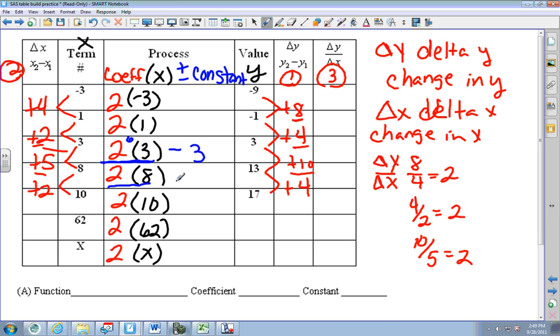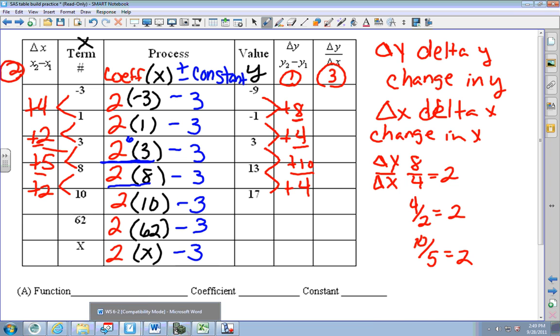8 times 2 is 16, minus 3 is 13. 2 times 10 is 20. Minus 3, there's 17. Okay, so I think my constant is minus 3. So let me fill in the rest of my process table. And here's how we check.